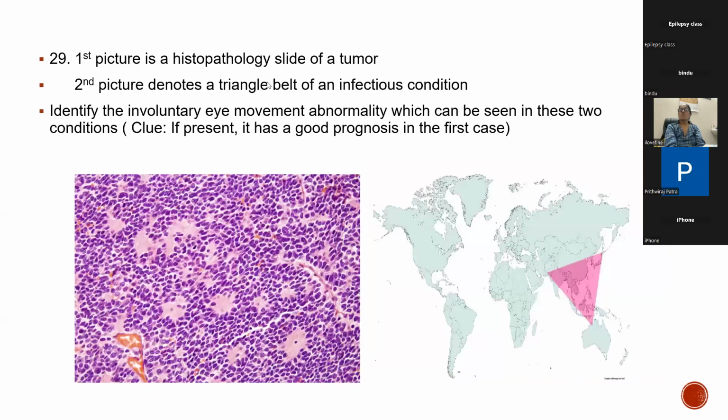Question number 29. The first picture is a histopathology slide of a tumor and second picture denotes a triangle belt of an infectious condition. Identify the involuntary eye abnormality which is seen in these two conditions. The clue is, if it is present in the first one, it has a good prognosis, and in the second one, it has an intermediate prognosis.